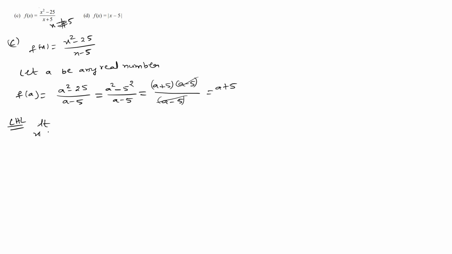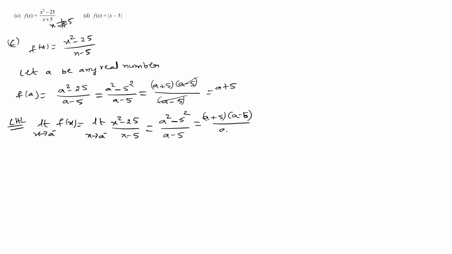Limit x tends to a minus of f of x is the same, x square minus 25 divided by x minus 5. Substituting, a square minus 25 can be written as 5 square divided by a minus 5. It is in the form of a square minus b square, so a plus b into a minus b. So a plus 5 into a minus 5 divided by a minus 5. The a minus 5 gets cancelled, and we get a plus 5.